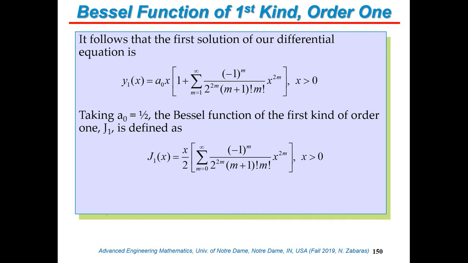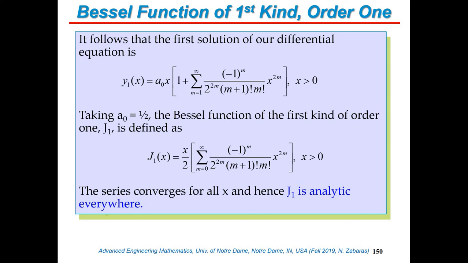And this function, you notice, has no singularity because r is equal to 1. The leading term here is x, so this thing converges for all x. So it's an analytic function and is known as the Bessel function of the first kind of order 1. We need now to compute the second solution, and then we're done.